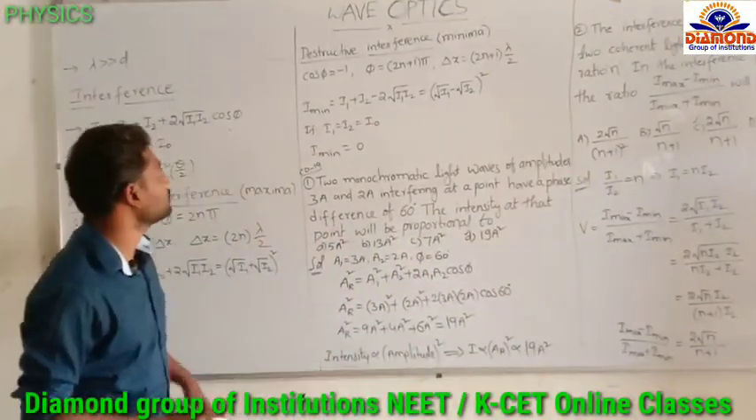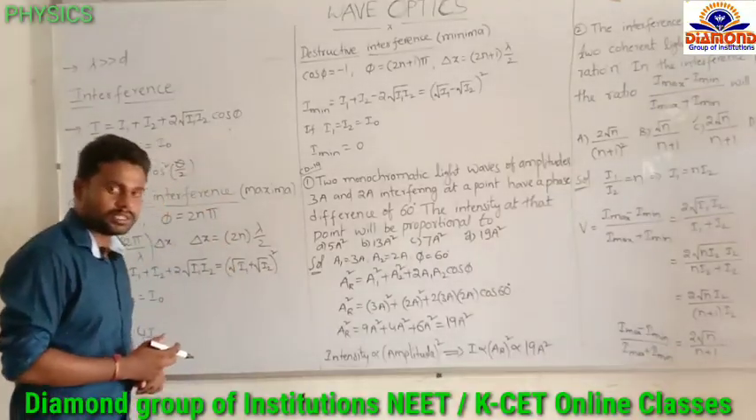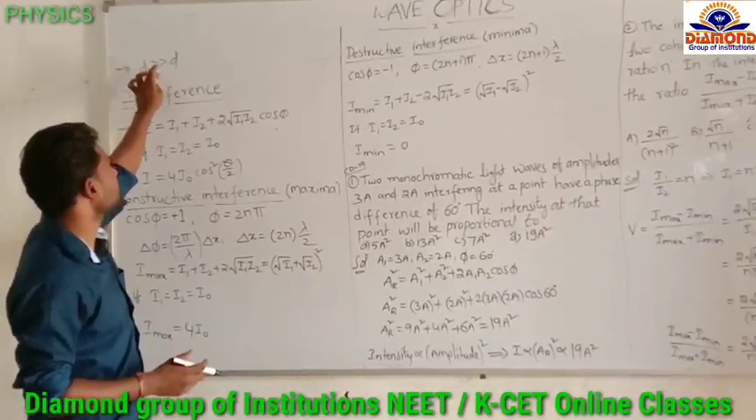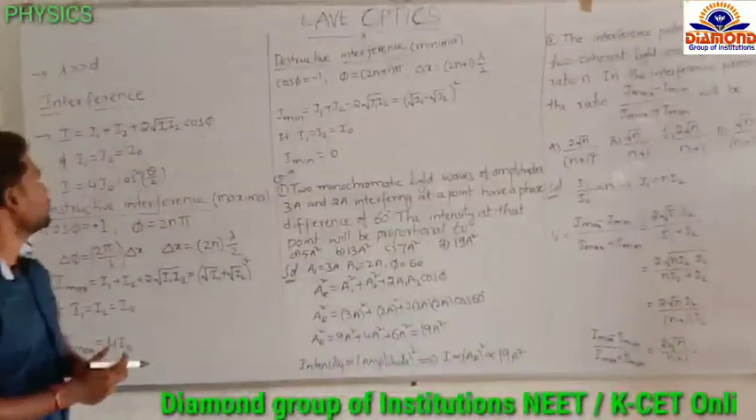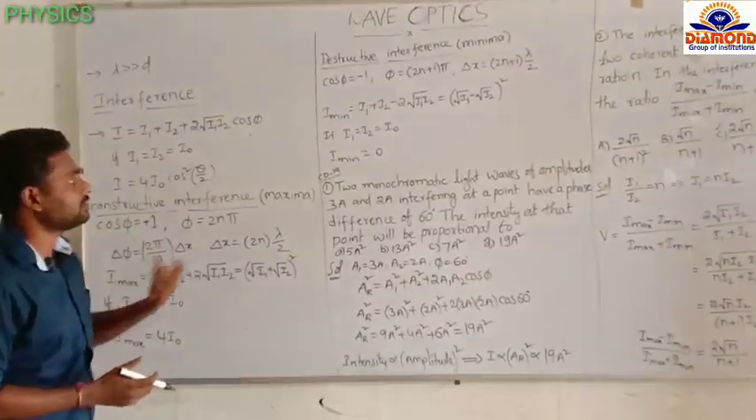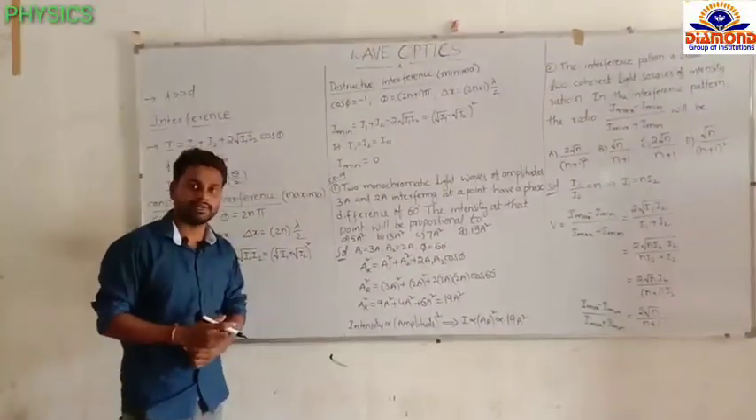So today we are going to discuss wave optics. In wave optics, the first point is that the wavelength of the light is much greater than the width of the slit, or the size of the slit. If the wavelength is more or less, what will happen? In the next topics we will discuss.